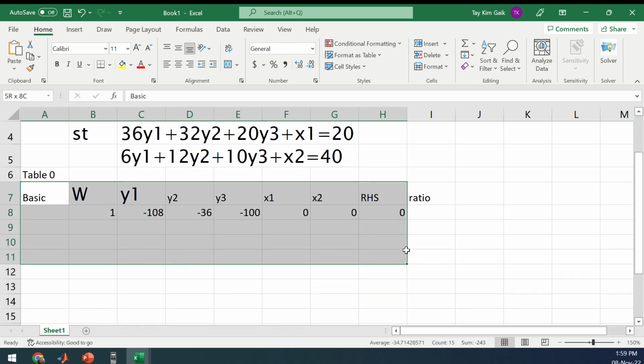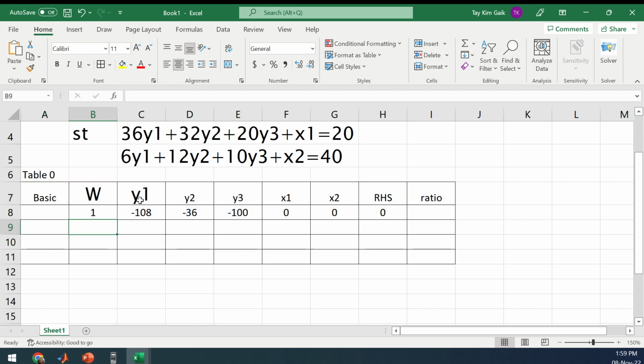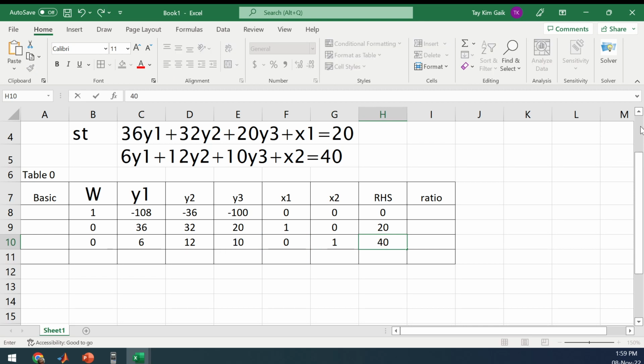In total, we have 2 constraints. The first constraint: W is 0, 36y1, 32y2, 20y3, 1x1, 0x2, right hand side is 20. Second constraint: W is 0, you have 6y1, 12y2, 10y3, 0x1, 1x2 equal to 40. Please check before you proceed.